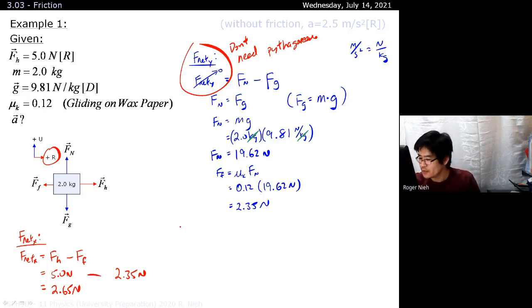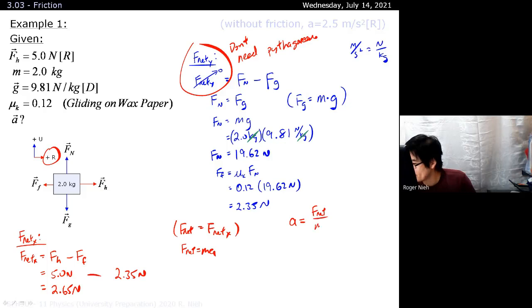All right, so we know that our F net is just equal to F net x. That's what I'm trying to get at. We also know that F net is equal to MA. I'm doing that so that we can figure out the acceleration of this block. A is equal to our F net divided by mass.